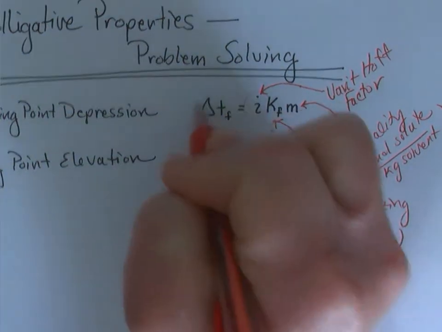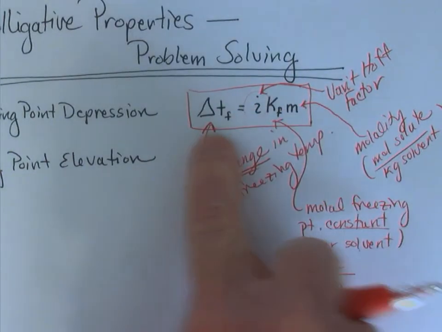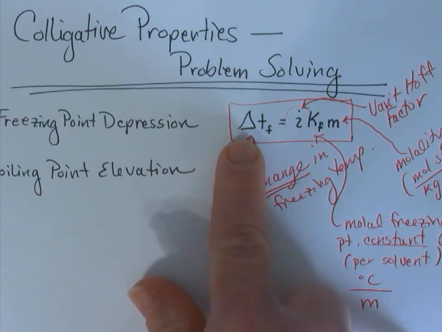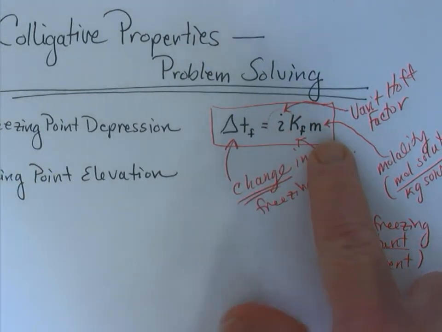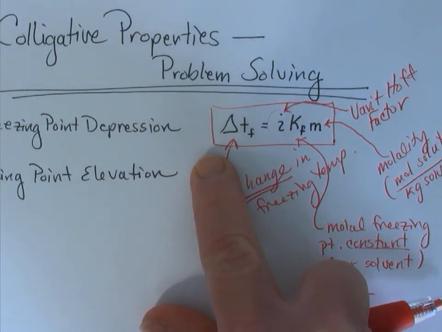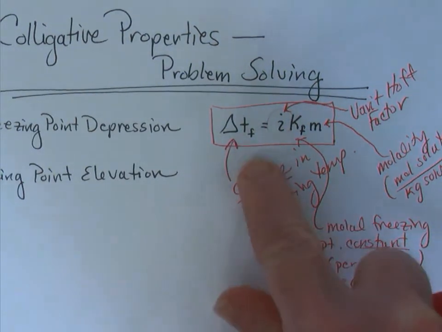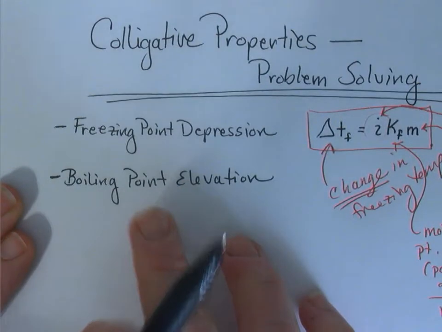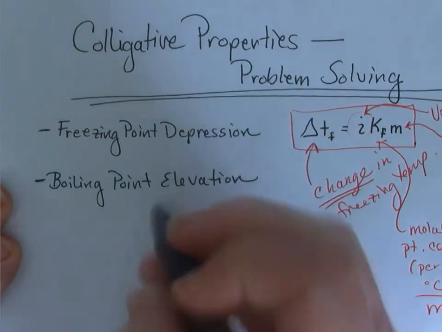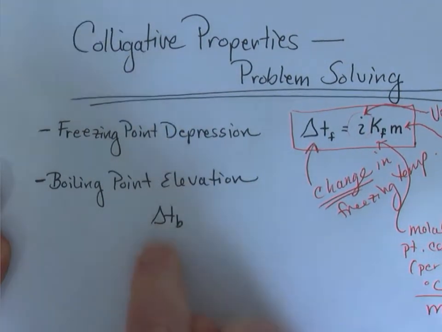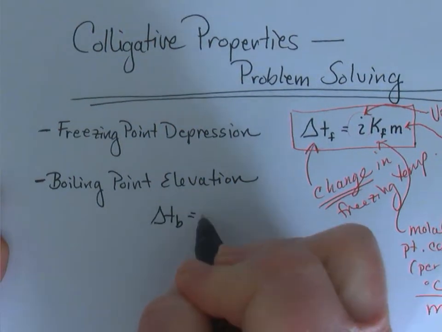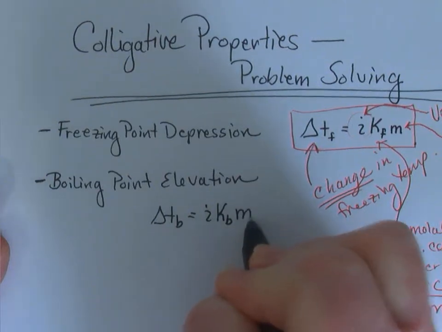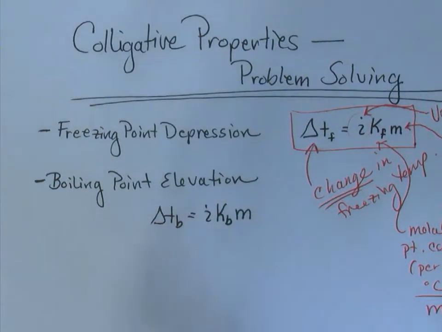Okay, so this is what we apply for questions that ask us to find the change in the freezing point, or to solve for the concentration if we know the freezing point, maybe to find the new freezing point, and we'll do examples of all of those. Okay, boiling point elevation has a very similar equation. It's the change in your boiling point will equal that Van't Hoff factor, K_b times lowercase m.